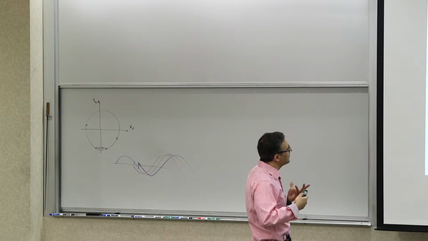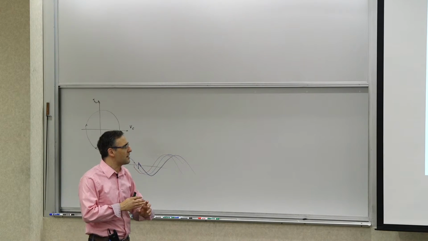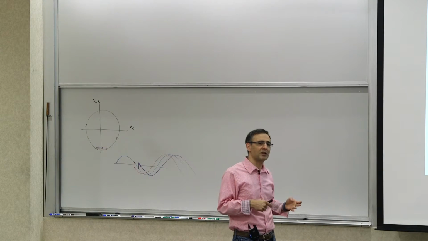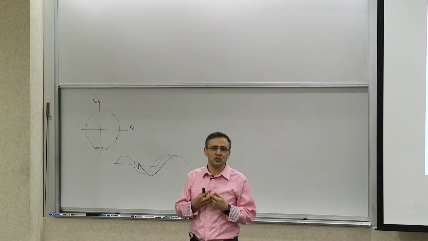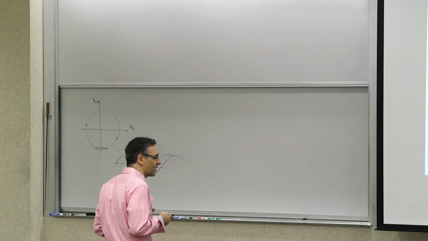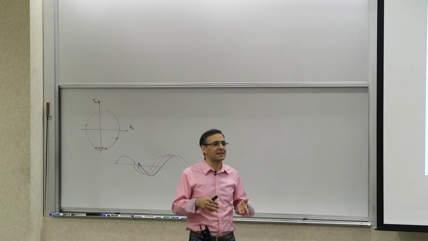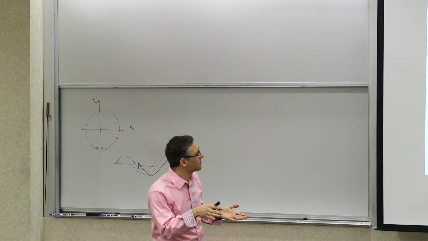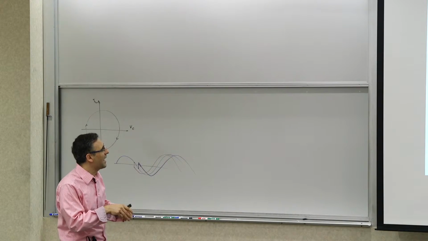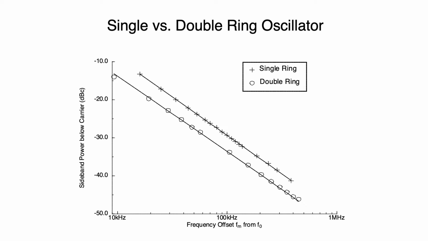So is this true? Well, you can run tests and experiments and verify it. You can run simulations for different amounts of charge, and you can see that even for injections many orders of magnitude larger than what the actual noise looks like, the relationship is pretty linear. You can also verify that experimentally. You can make an oscillator and then double the size of everything, and you will see that the response to a perturbation goes down by exactly 6 dB, which is what you expect from a linear response.